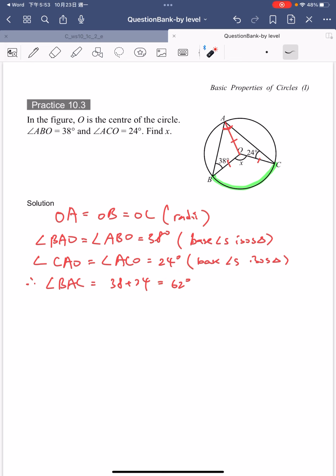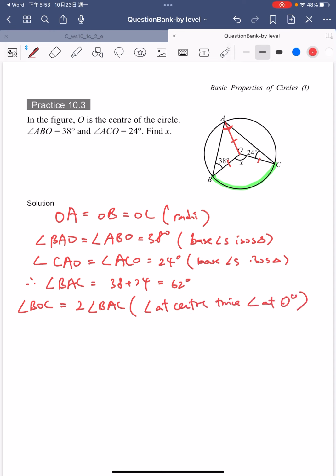So BAC means that the angle BAC is basically just these two angles added together to give you 62 degrees. So now this is the angle at the circumference, and then the angle at the center, which is x, is double this angle BAC. We can say that the angle BOC is equal to double the angle BAC by using the angle at the center twice angle at the circumference. Then the angle BOC, which is x, is equal to 2 times 62, giving you 124 degrees. So that's for question 3.